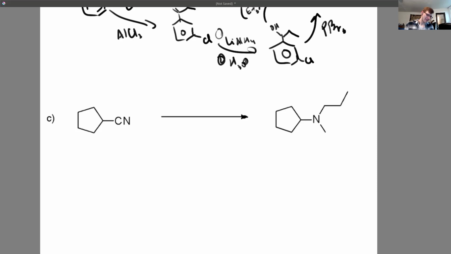Weird. How could you kick off that carbon? It's such a strange thing to do. Well, I guess it could be a good leaving group if.